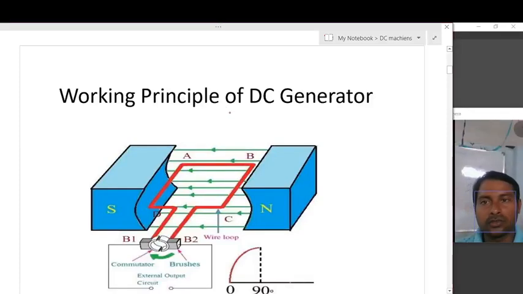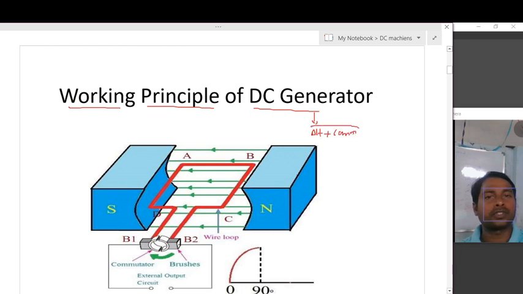Hello viewers, today I will explain the working principle of a DC generator and the construction of DC generator, etc. So the working principle of DC generator is similar to the alternator. The DC generator is nothing but an alternator plus commutator. The sum of these two is called a DC generator.